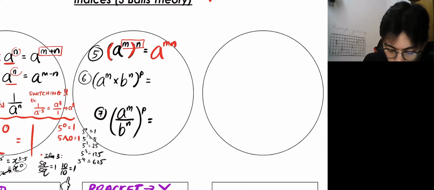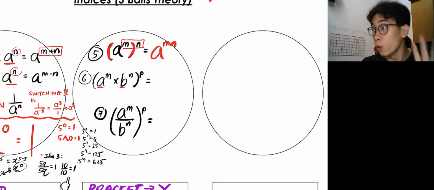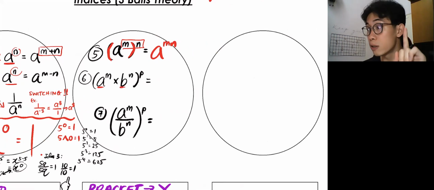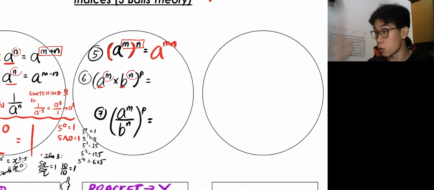Next, can you see a power m, b power n? Do you notice a different base now? Hey, different base, can the indices on top plus or not? Come, chat, tell me.